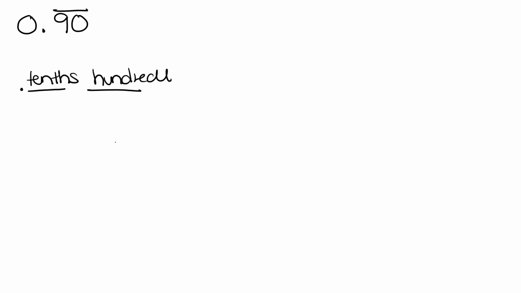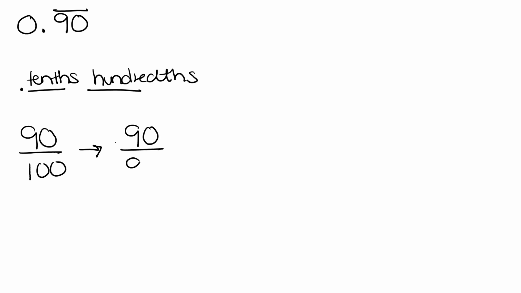For number 10, we have the decimal 0.90 repeating. The 9 is in the tenths place. The 0 is in the hundredths place. And so when we write our fraction, we would write it as 90 over 100. But because it's repeating, all repeating decimals get written over nines, so that 100 changes to a 99.